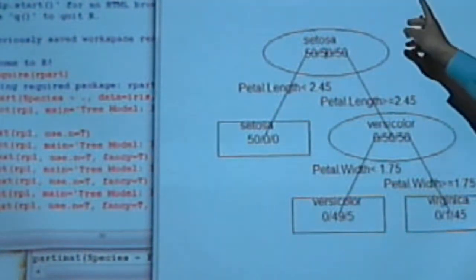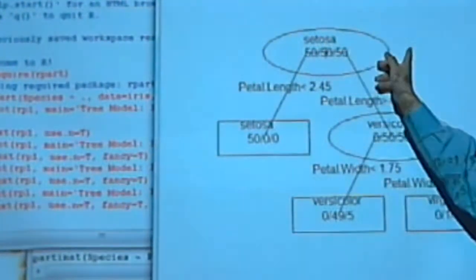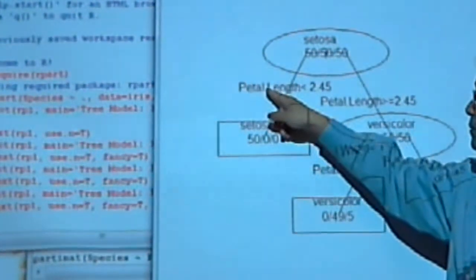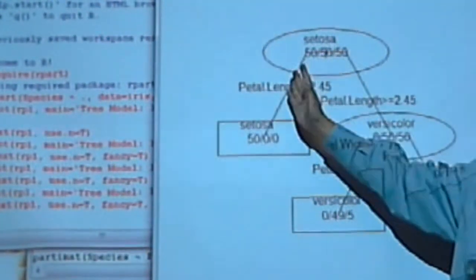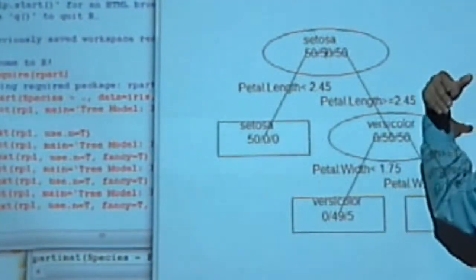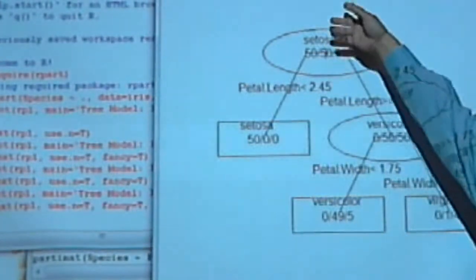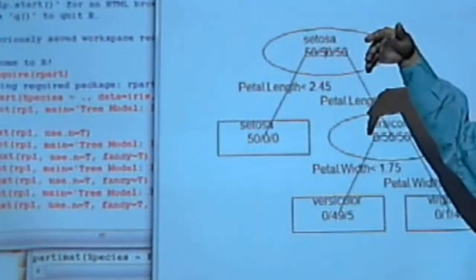Probably it's better if you see this tree model in action. You can see that this tree model originally was 50-50-50, and split at this criterion: petal length less than 2.45 goes here, and petal length greater than or equal to 2.45 goes to the other side. The other presentation just shows the condition set on that. That's the default view. This is another way of presenting this result.